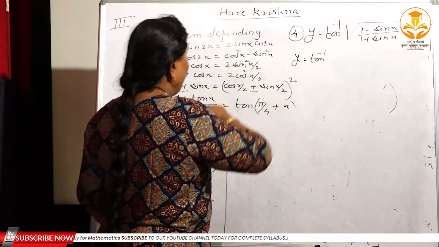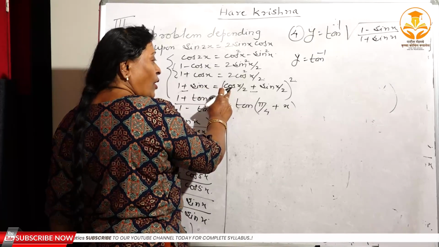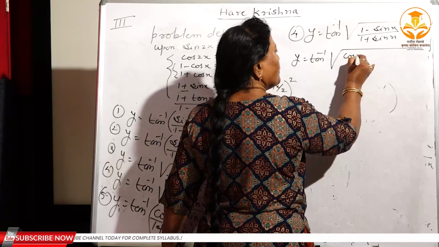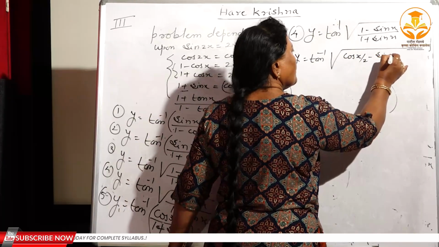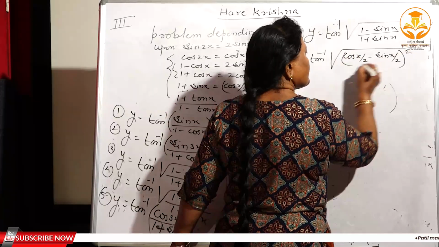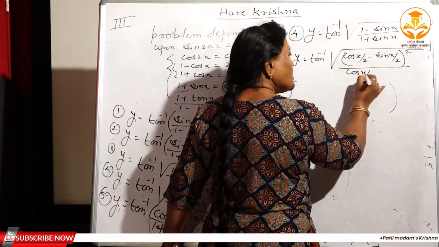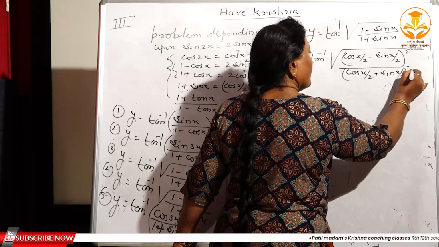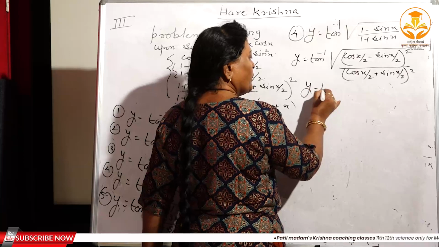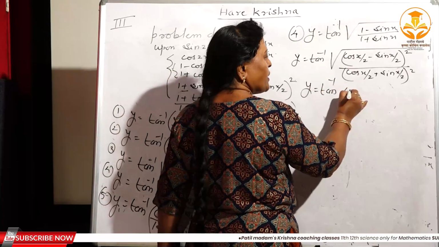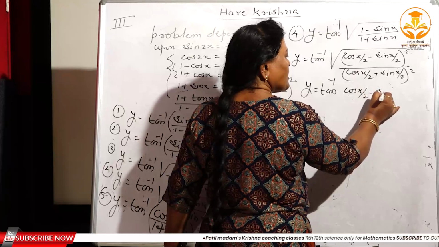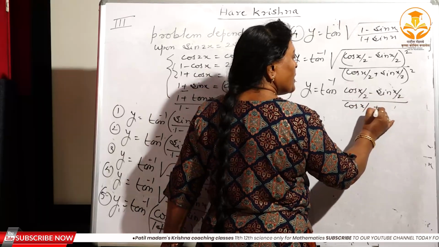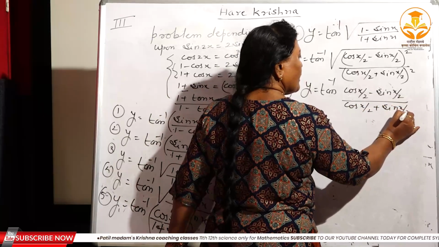Now y is equal to tan inverse. See again, what is the formula? 1 minus sin x you can write as cos x by 2 minus sin x by 2 whole square. Use the same formula here. And here again the same, cos x by 2 plus sin x by 2 whole square. Right? Now again, out of the root, you can take the square root here, tan inverse. This is cos x by 2 minus sin x by 2 divided by cos x by 2 plus sin x by 2. Right?